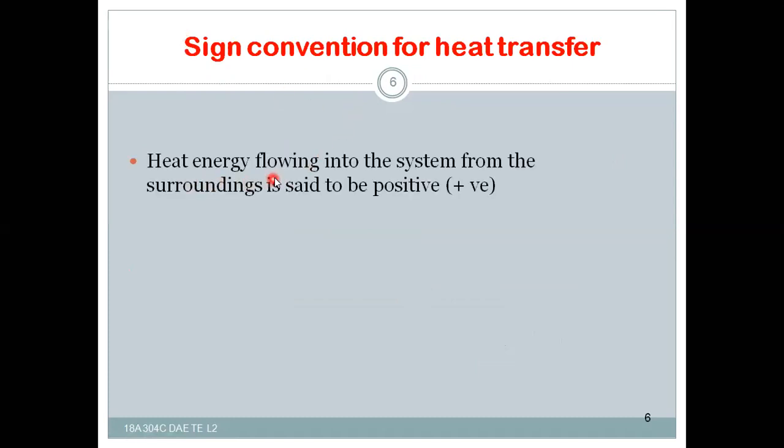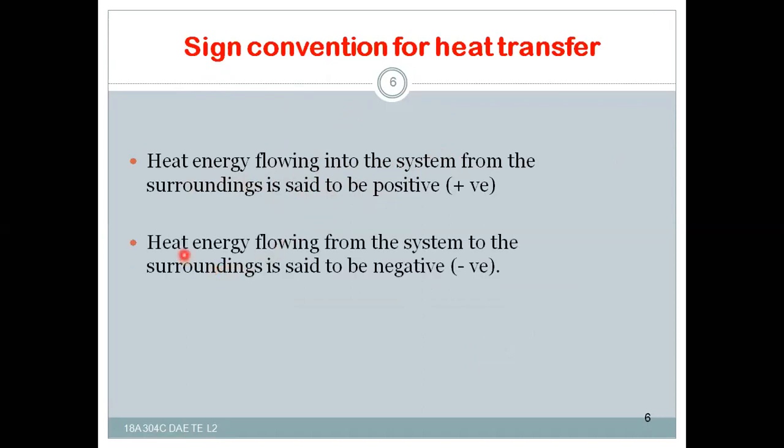Heat energy flowing into the system, that means from the surroundings into the system, is said to be positive. That means simply heat supplied to the system. And heat energy flowing from the system to the surroundings is said to be negative. That means heat is rejected by the system.